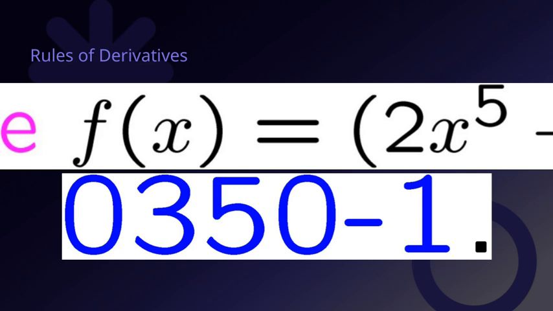Next, the constant rule states that the derivative of a constant is 0, because constants don't change. Then there's the sum and difference rule, which tells us that the derivative of a sum or difference is just the sum or difference of the derivatives, so you can differentiate each term separately.